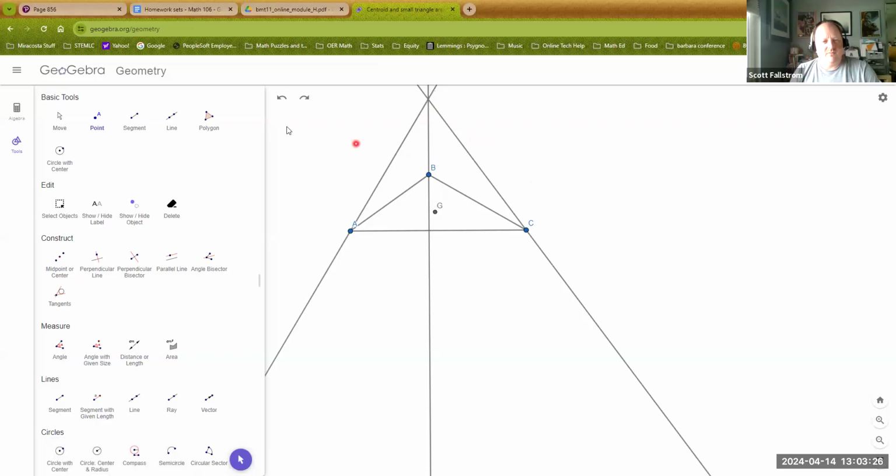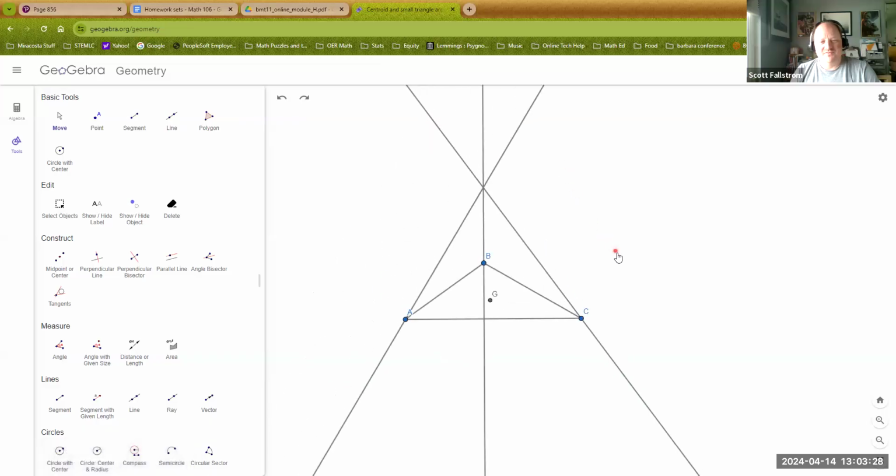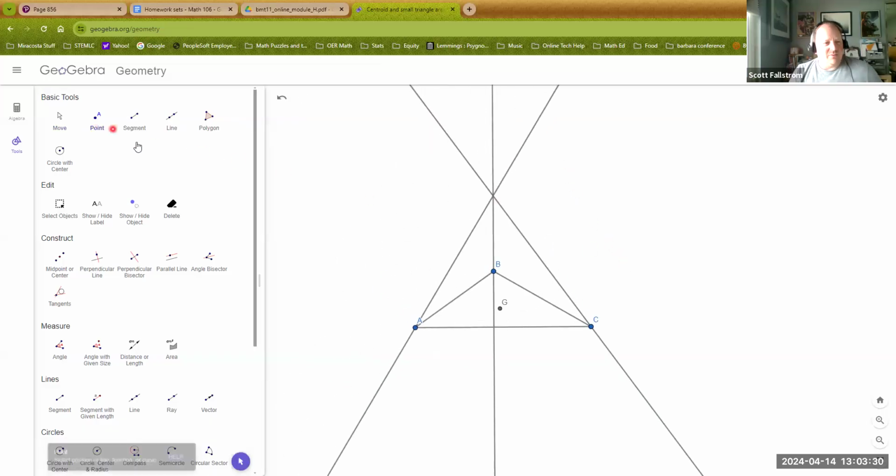Oops, bad. I'm choosing the point tool. I'm trying to move. Forgot to click the move tool. Okay, point right there. And that is H. Okay, so that looks good. So I have G and H.